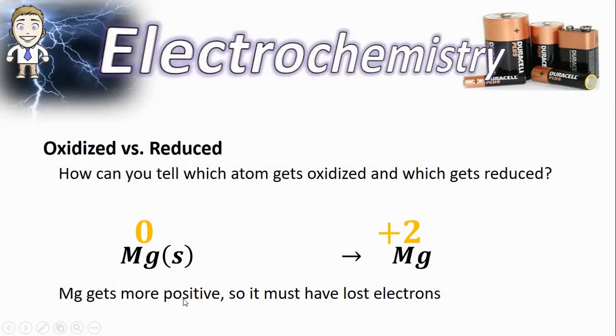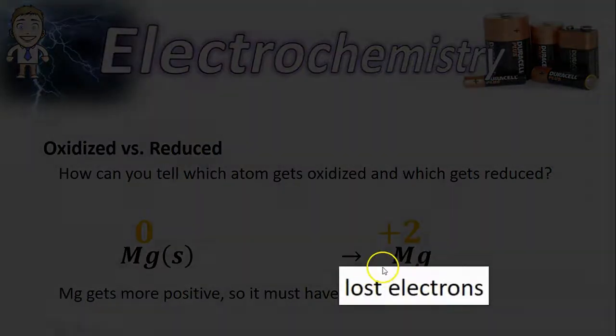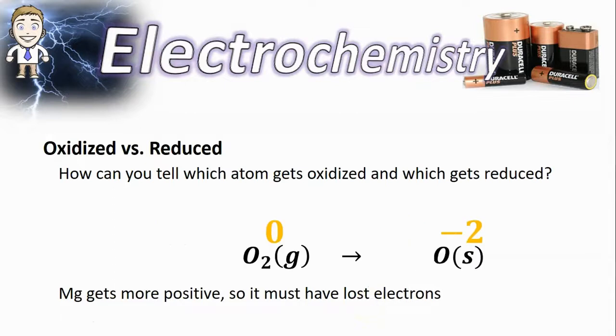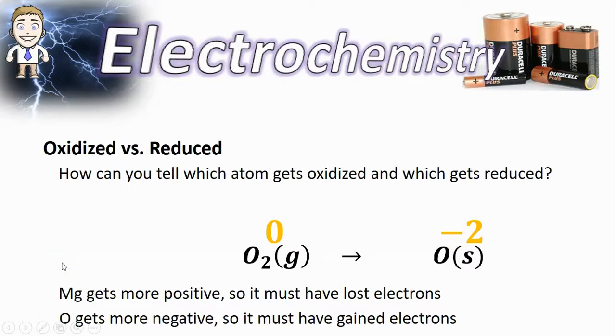In terms of gaining or losing electrons, the only way that you can get more positive is by losing negative particles. So in this case, losing electrons. If we do the same thing with the oxygen, it goes from 0 to minus 2. It gets more negative. In terms of gaining or losing electrons, the only way that you can get more negative is by gaining electrons. And this is a pattern that you can always look for. One atom should be getting more negative, that's the one that's gaining electrons. The other atom should be getting more positive, and that's the one that's losing electrons.